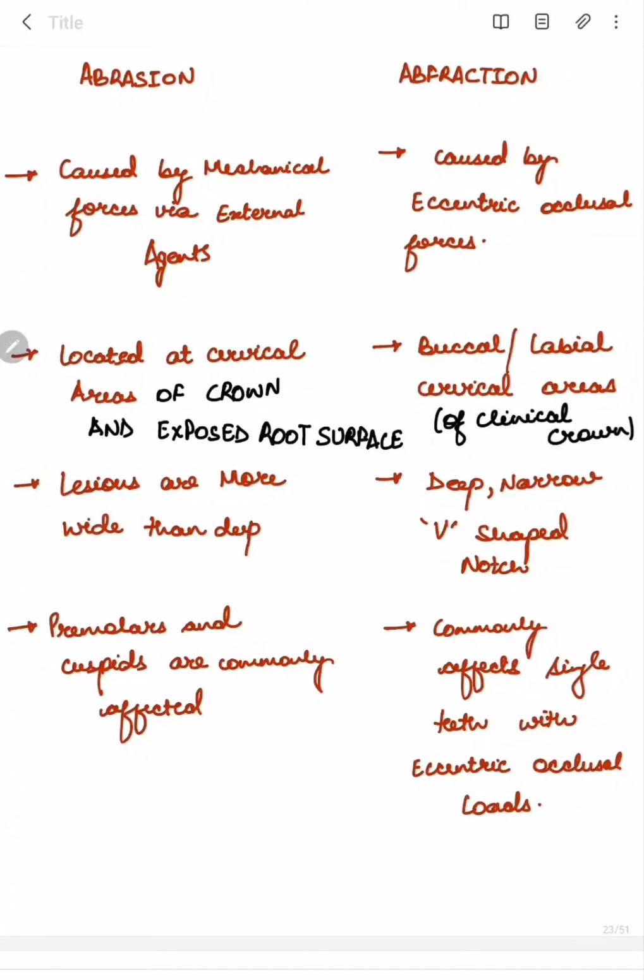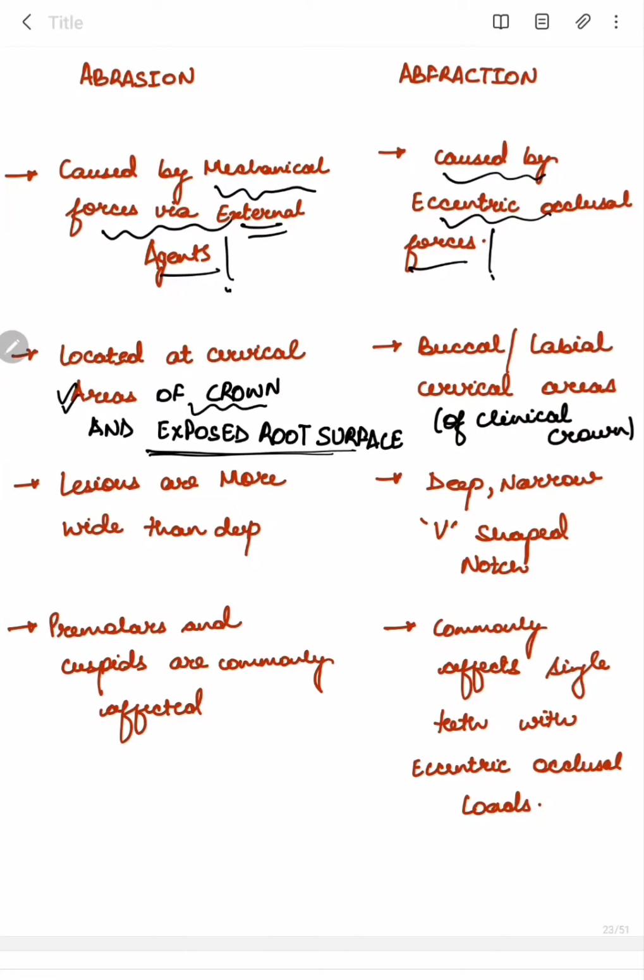So let's recapitulate abrasion and abfraction, right? So abrasion is caused by mechanical forces which are generated via external agents, whereas abfraction is caused by eccentric occlusal forces, right? So abrasion lesion is seen or located at cervical areas of the crown and exposed root surfaces. Also, abrasion is associated with gingival recession, right? Moreover, the exposed dentine in abrasion is highly polished, right?